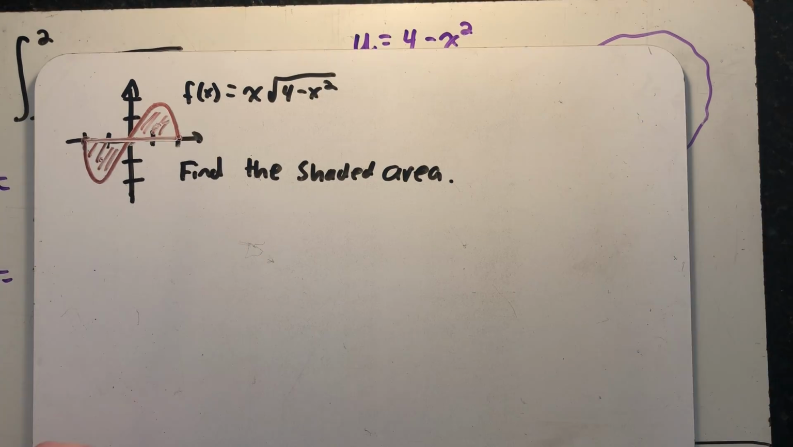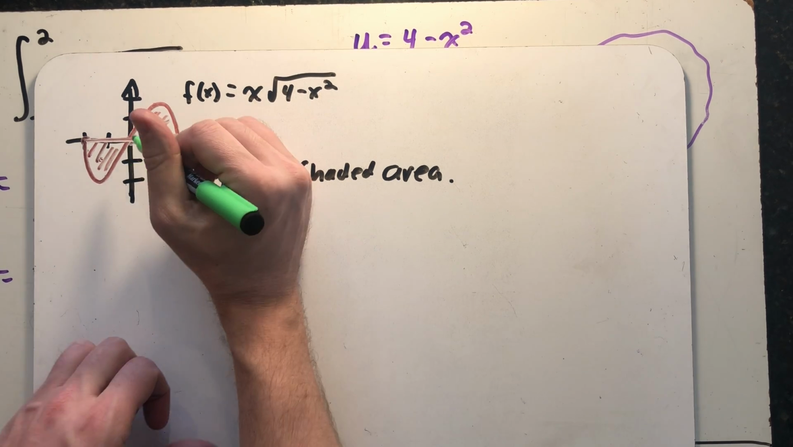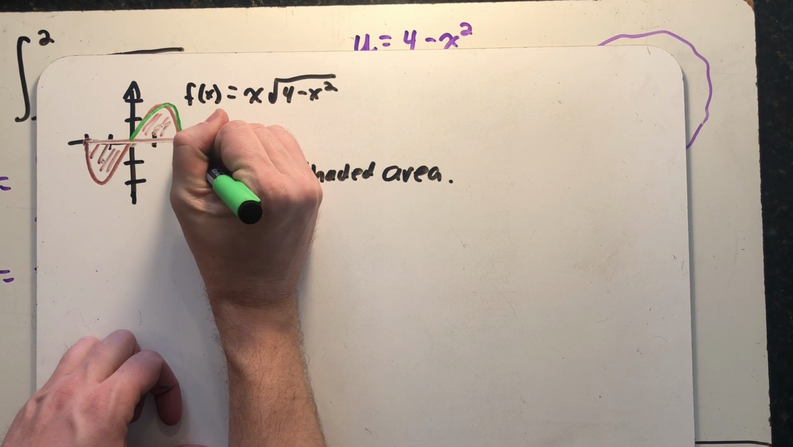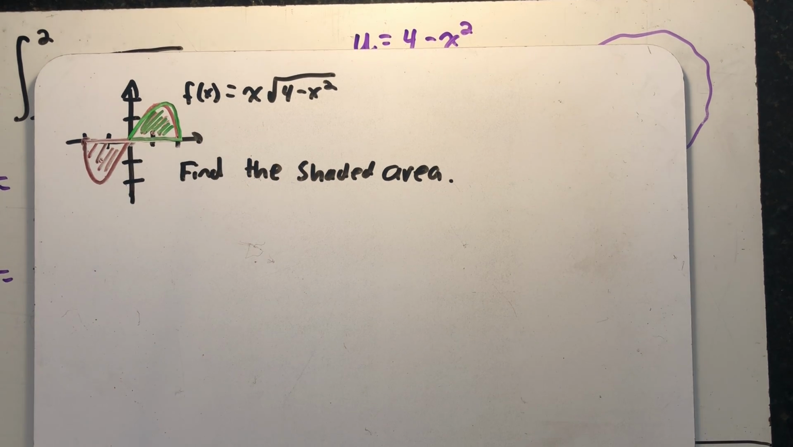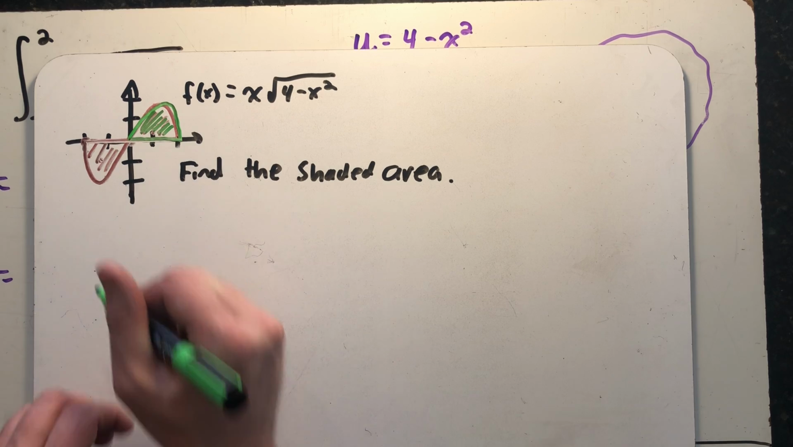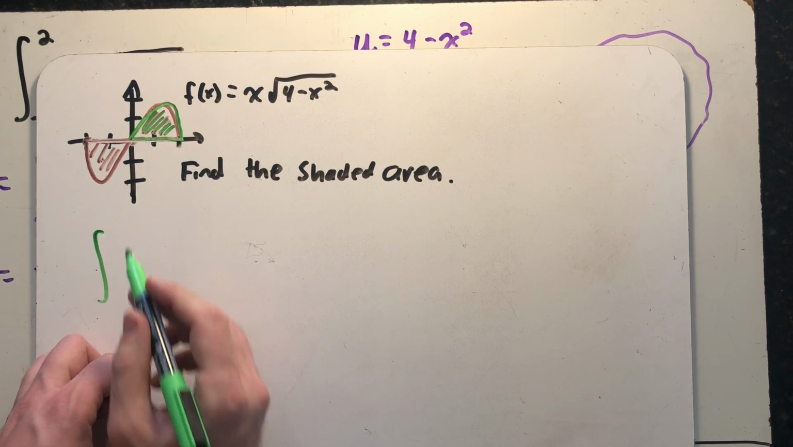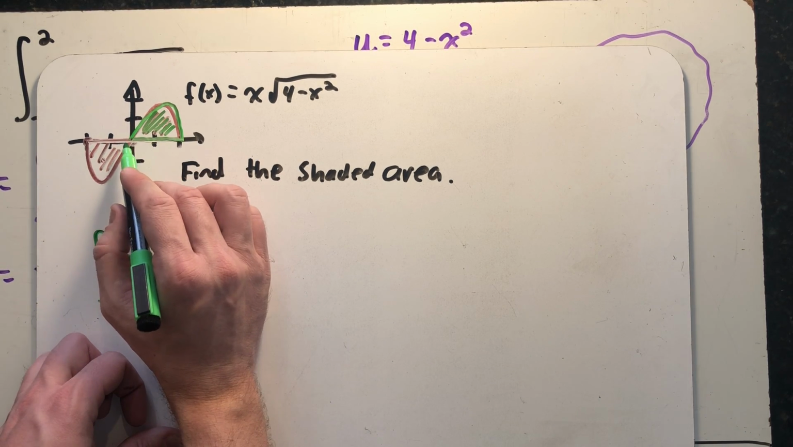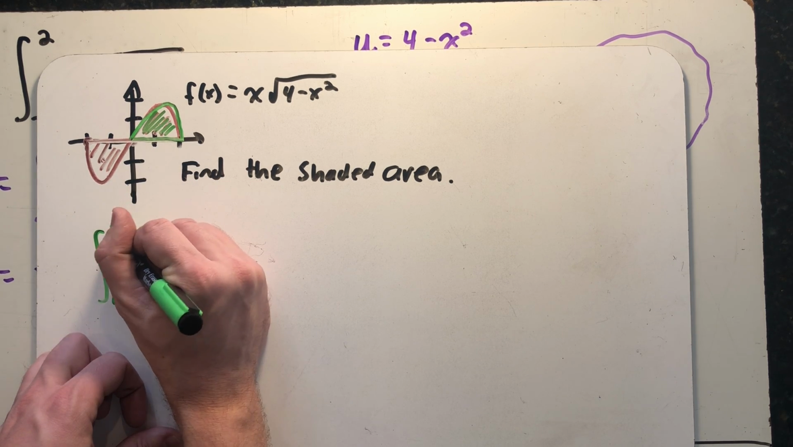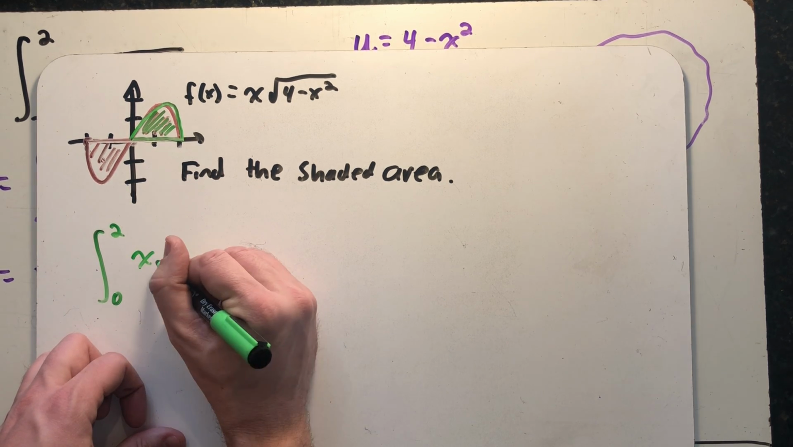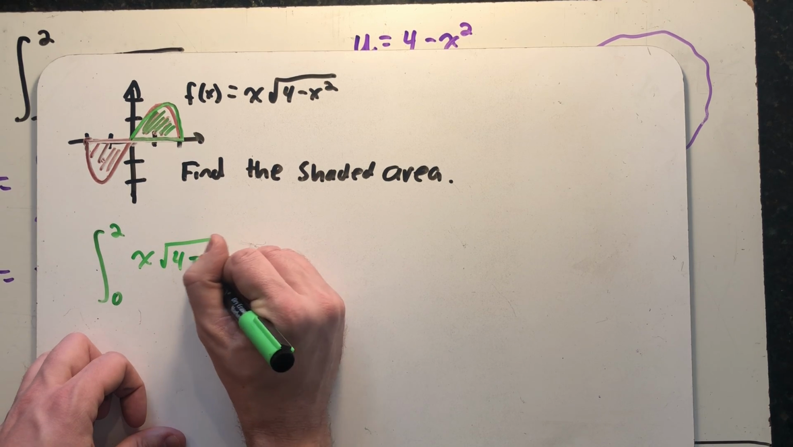So what I'm going to suggest is we just find this area to start and then multiply that answer by 2 to find the total shaded area. So I'm going to focus in on just finding half the area, and then to state my final answer, I'll multiply it by 2. Well, that's just the area under a curve and above the x-axis. So I can just integrate from 0 to 2 and see what happens.